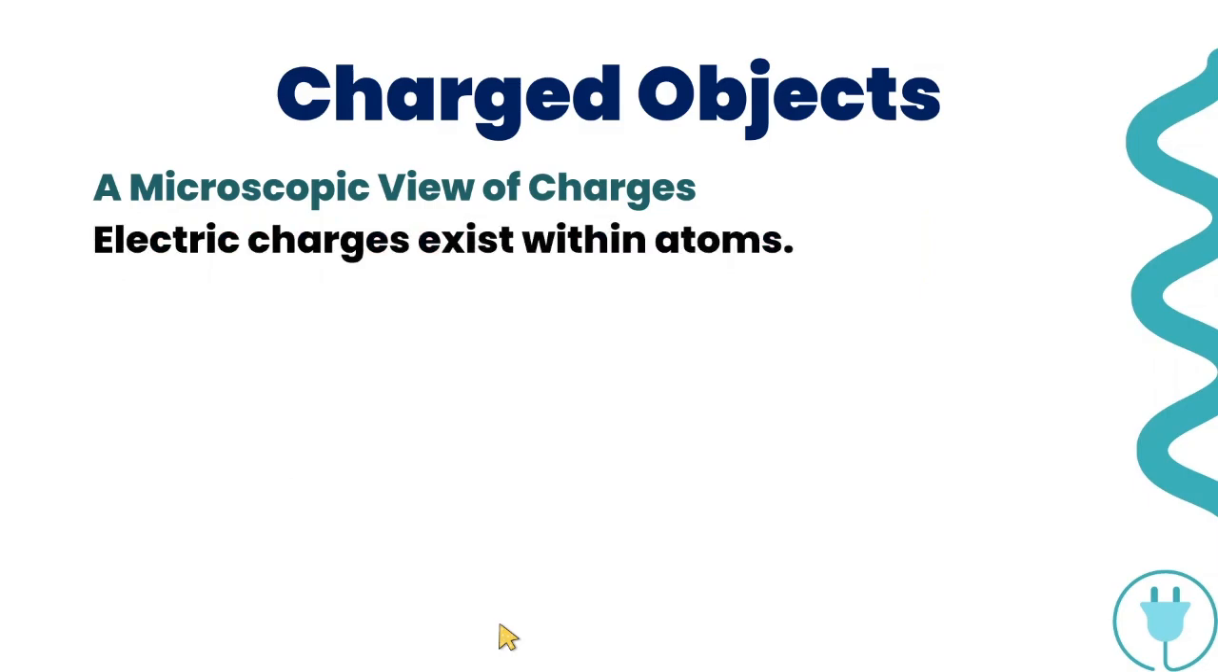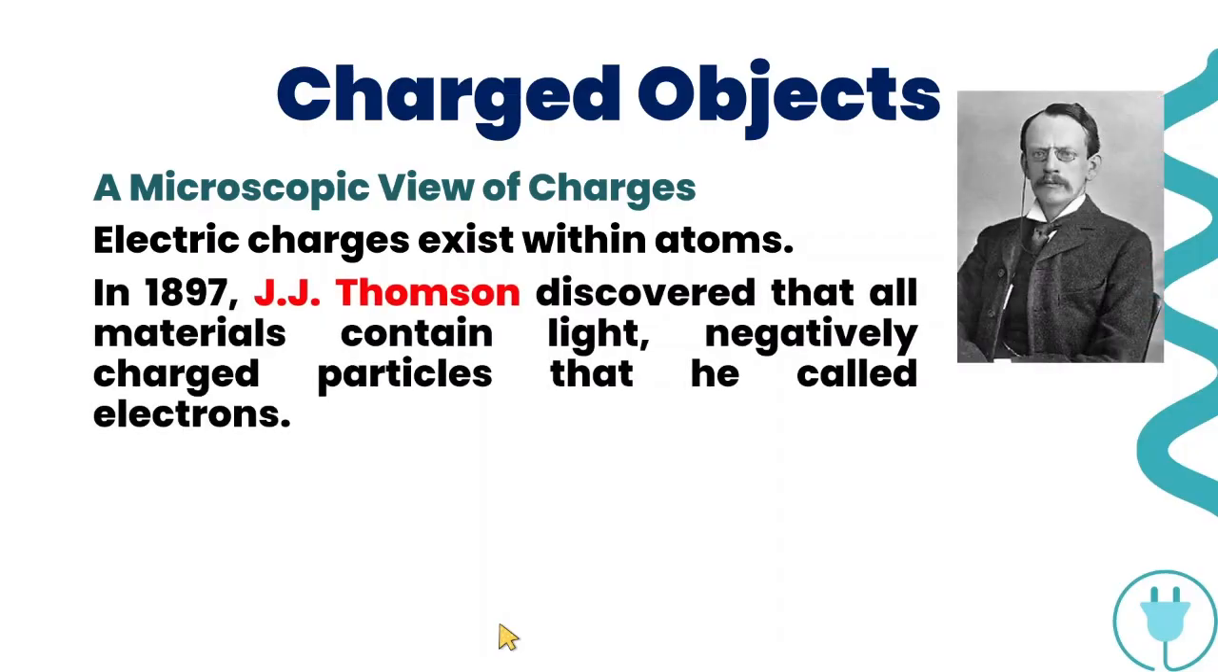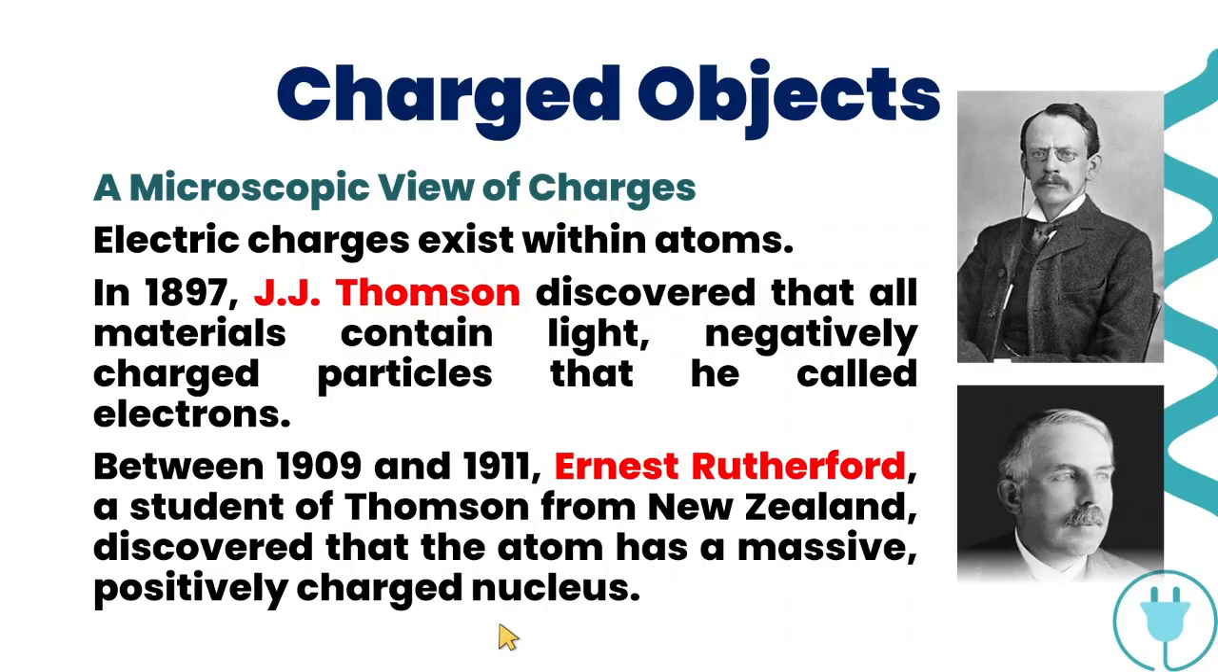Our understanding of charge improved through the work of many scientists. Let's take a microscopic view of charges. And we know that electric charges exist within atoms. In 1897, J.J. Thomson discovered that all materials contain light, negatively charged particles that he called electrons. Between 1909 and 1911, Ernest Rutherford, a student of Thomson from New Zealand, discovered that the atom has a massive, positively charged nucleus. So the works of Thomson and Rutherford were very important, and they became the foundation of what we know about electric charges.